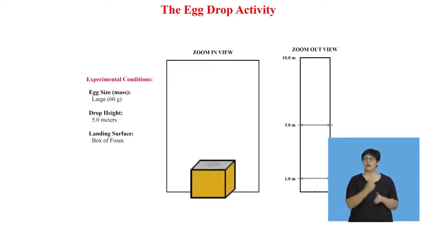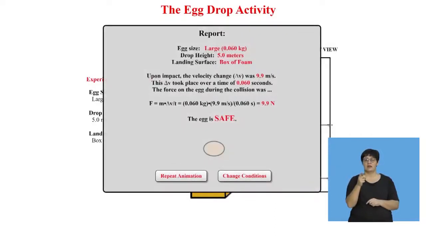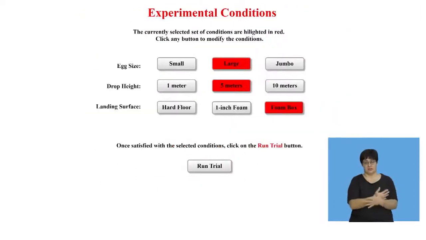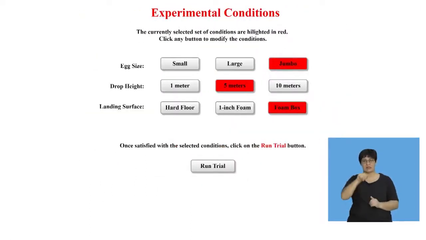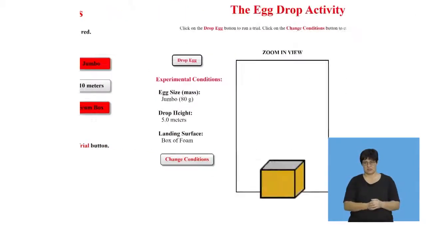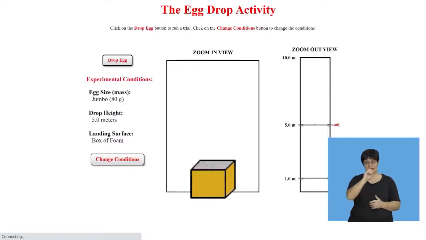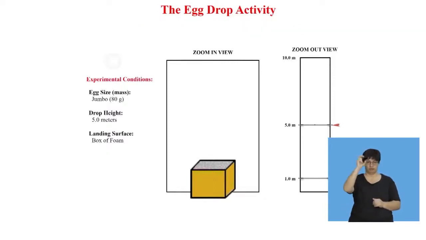And again, we increased the stopping time, took a lot longer to stop, force is much smaller. The longer it takes to stop, the smaller the force it experiences, okay? Let's see just if this works, if we use the jumbo egg in the foam box, okay? The jumbo egg is 80 grams, so let's drop the egg.